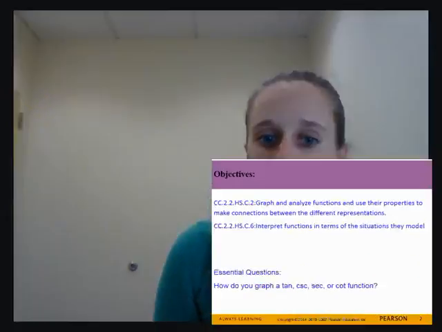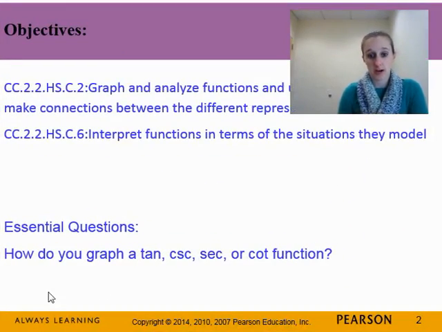Welcome to 4.6, graphs of other trig functions. So we're going to talk about tangent graphs and secant, cotangent, etc. So our central question is, how do you graph a tangent, cosecant, secant, and cotangent function?